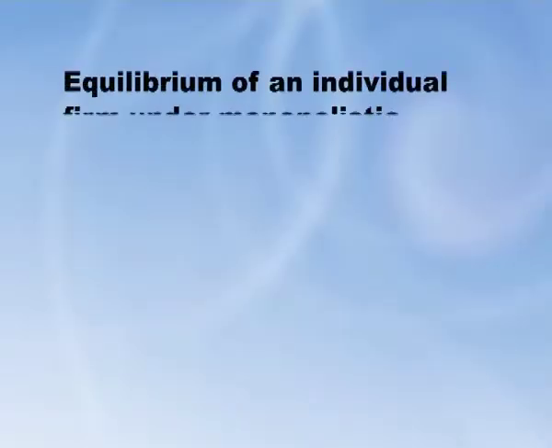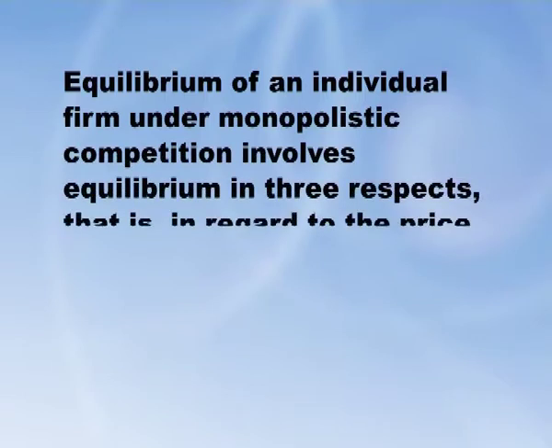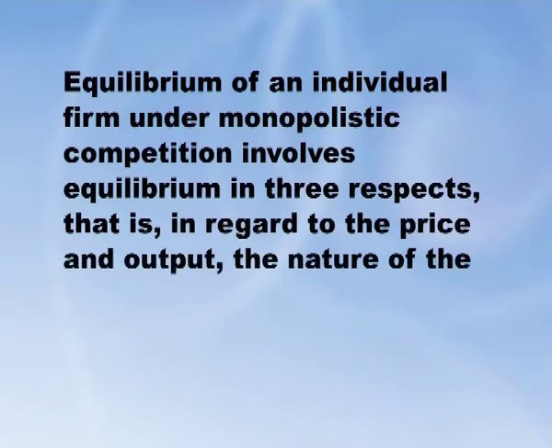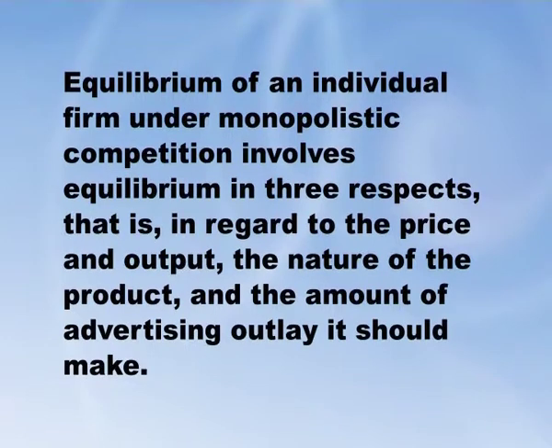Equilibrium of an individual firm under monopolistic competition involves equilibrium in three respects, that is, in regard to the price and the output, the nature of the product, and the amount of advertising outlay it should make. However, in this section, we shall confine ourselves to explaining the equilibrium of the firm with regard to price and output.